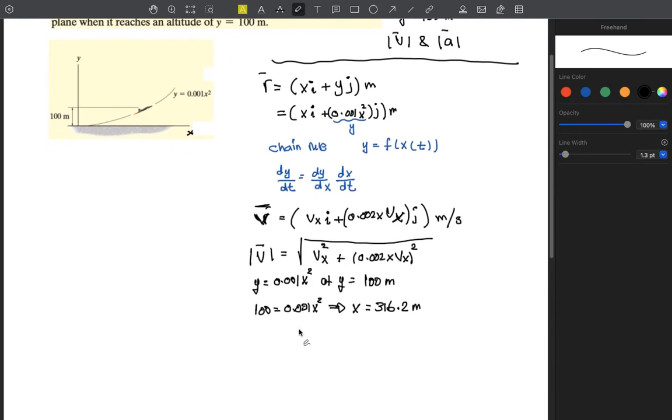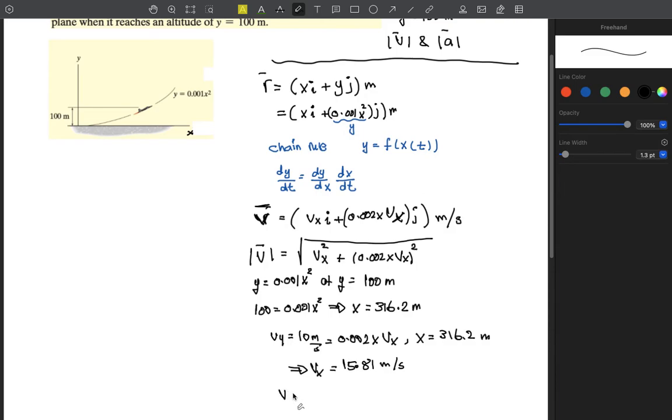So here we say that Vy equals 10 meters per second, right? And this is also equal to 0.002x Vx, where x equals 316.2 meters. So you solve for Vx and you get a value of 15.81 meters per second. Now you go plug these values Vx and Vy into this equation.